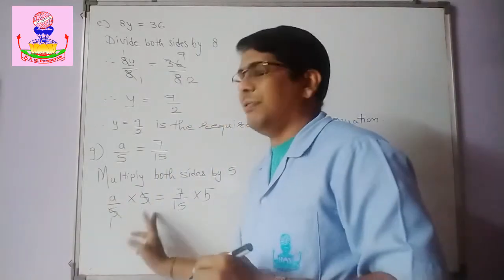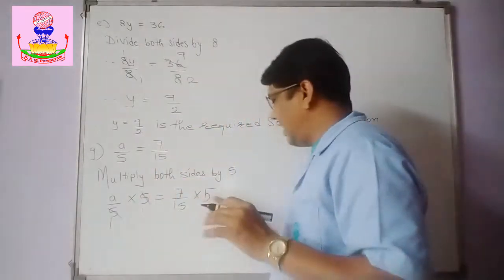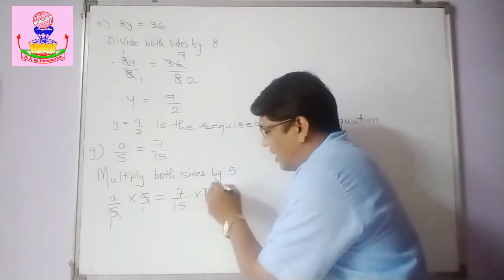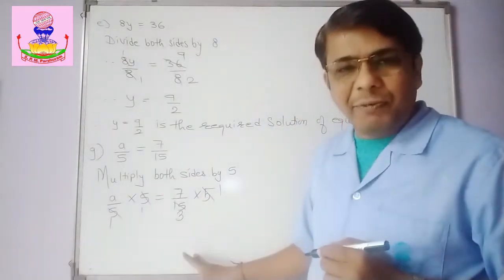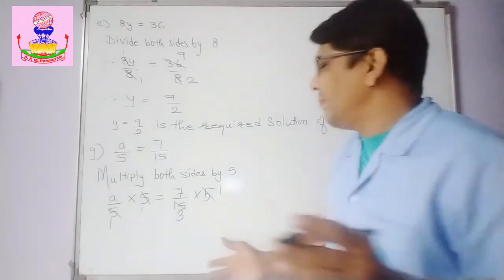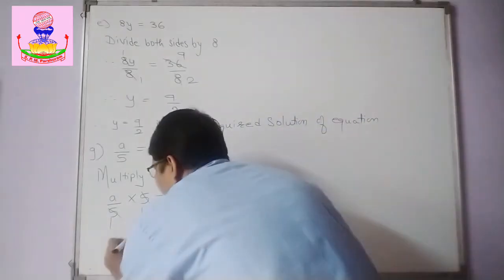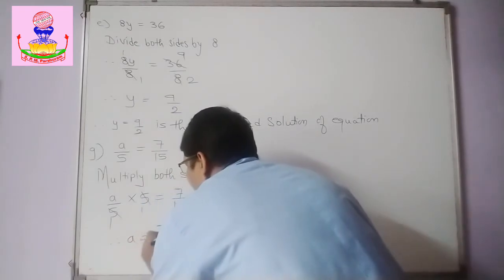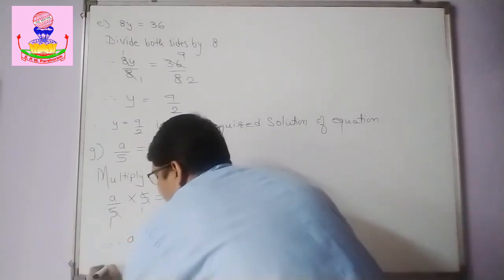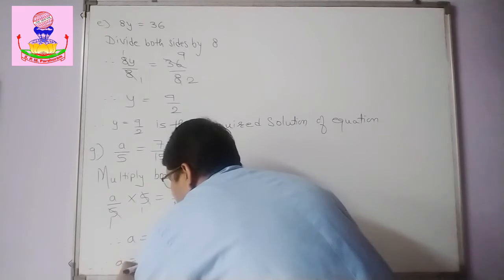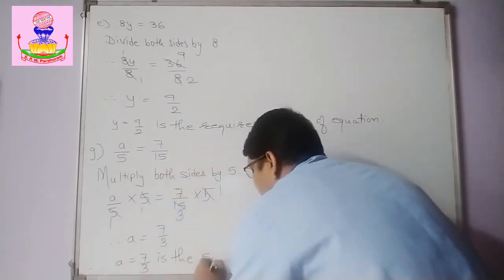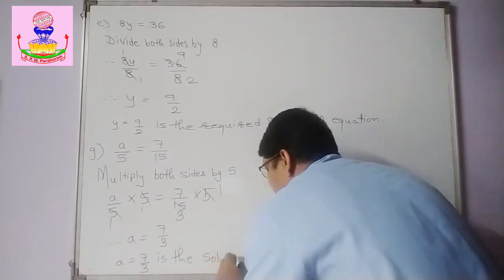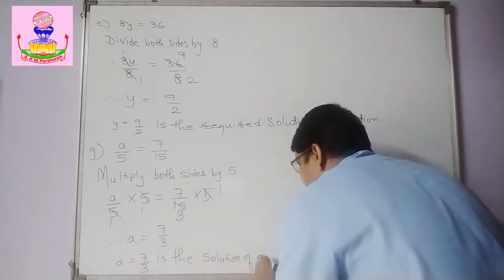So here the 5 has disappeared. Now here we have to look. 5 ones are 5, 5 threes are 15. Now can you reduce them further? Not at all. So that is the expected answer. So a is equal to 7 upon 3. Therefore a is equal to 7 upon 3 is the solution of the equation.